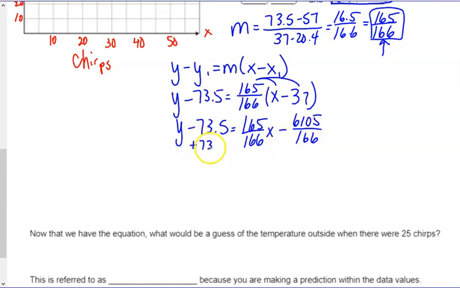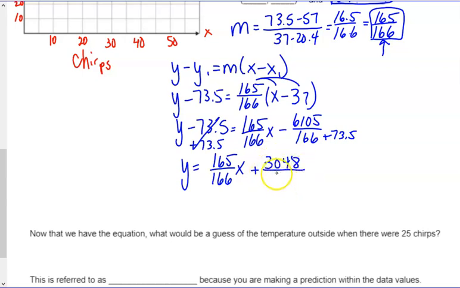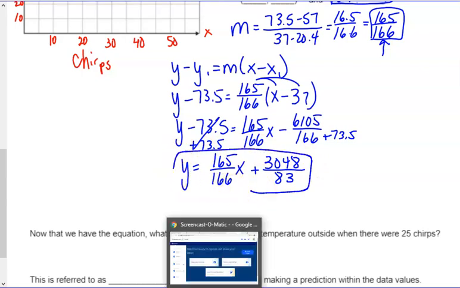So I'm adding 73.5, adding 73.5, which is a fraction plus a decimal. That's perfectly okay. Don't panic. So I get y equals 165 over 166x. I'm just going to rewrite that first term. And when I combine these and get an improper fraction, again, if you're not used to doing that by hand, make sure you know how to do it on your scientific calculator. If we need to kind of work together in order to figure that out and get you solidified, then we need to do so. So it's kind of a not so pretty fraction there as well. 3048 over 83 is our reduced fraction.